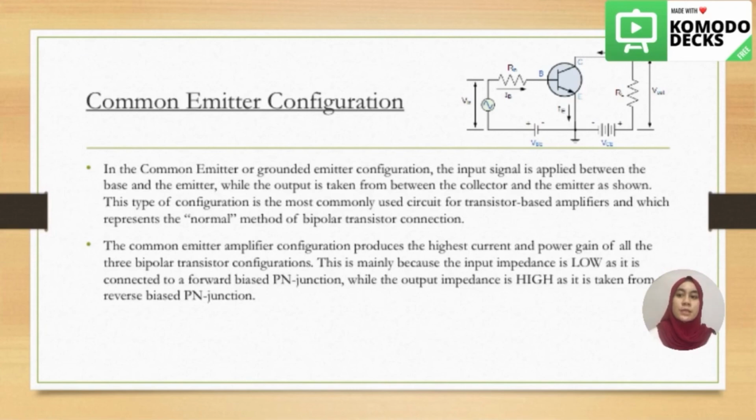This is mainly because the input impedance is low as it is connected to a forward biased PN junction, while the output impedance is high as it is taken from a reverse biased PN junction.